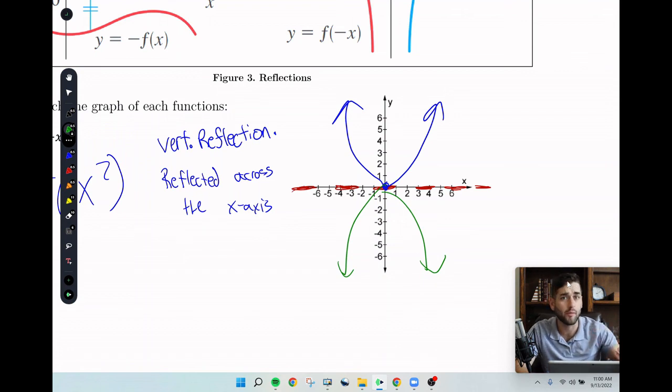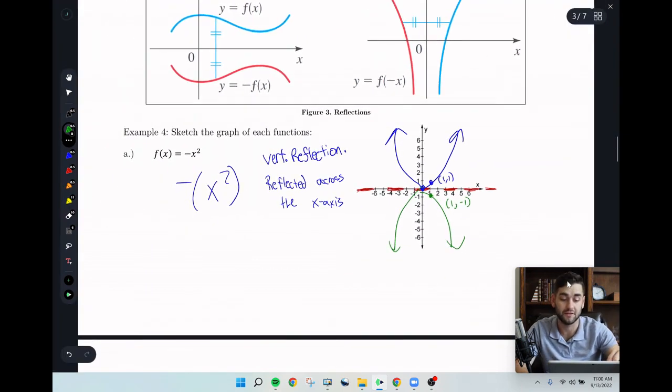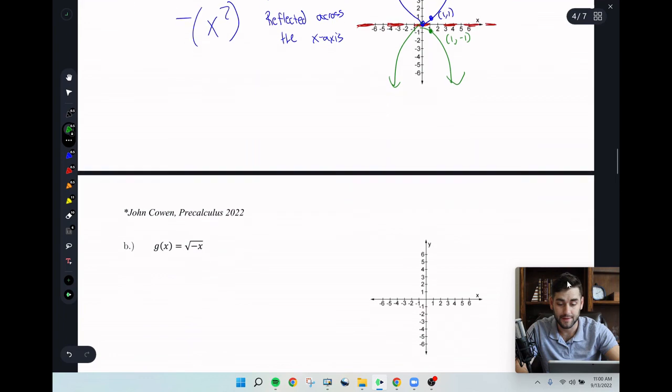If you want to plot a couple points to make sure you're right, plot (1, 1), plug it into that second function, and chances are you're going to end up with (1, negative 1). Check it out, see if it's right. Make sure you got a good reflection.